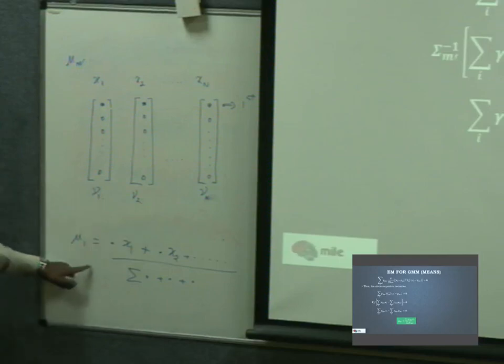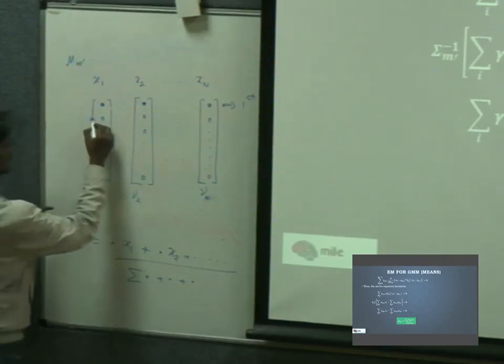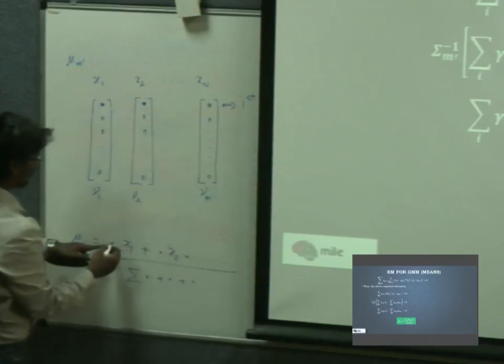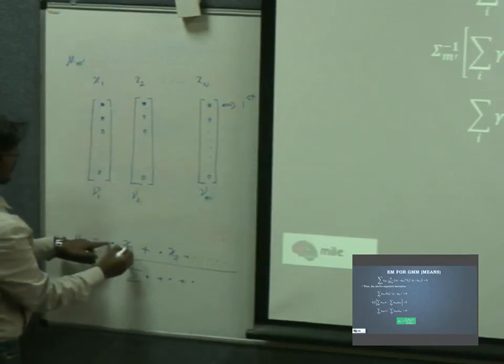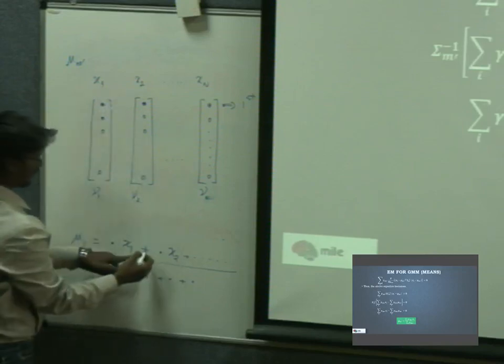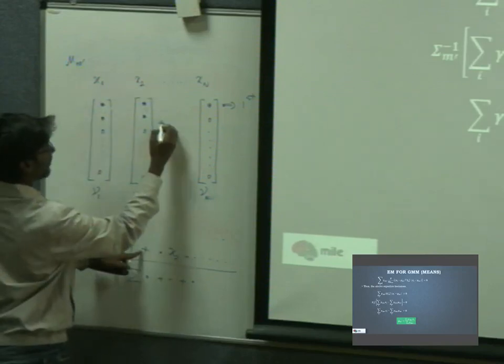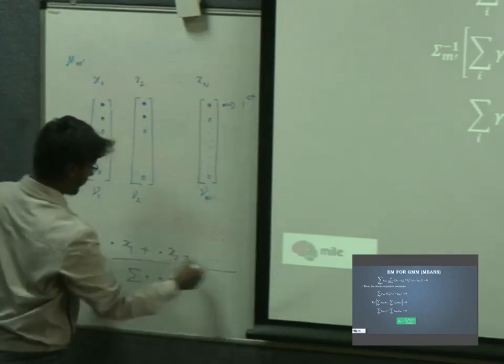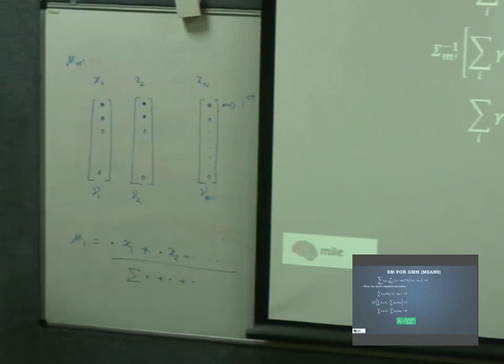Okay. So now it becomes a proper mean estimate, and similarly you have to calculate for the second component. So this one is multiplied with the first vector, and this value multiplied with the second vector, and so on, and scale it accordingly. Yes.